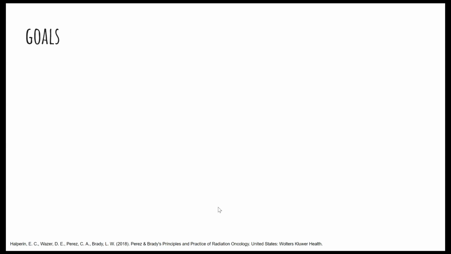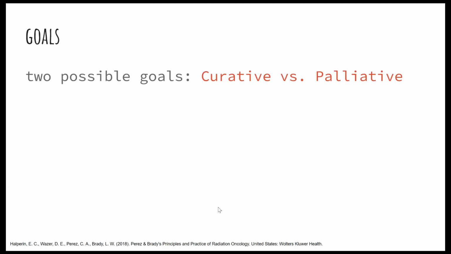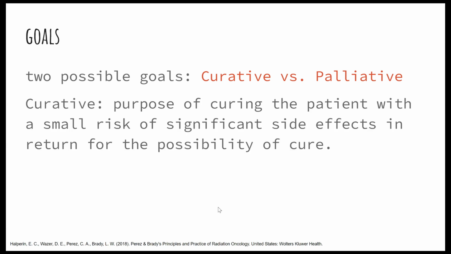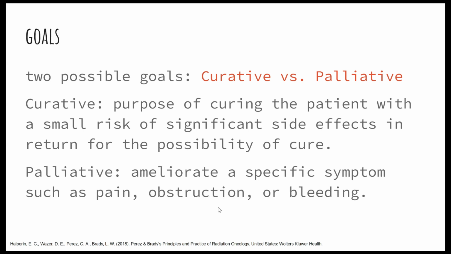After indication, we decide upon the goal. We can have either a curative goal or a palliative goal. Curative means that we are taking a risk of side effects, but we are sure that the tumor may not come back in the near future. So that is a curative goal. While in palliation, we know that the patient may not be cured, but we have to ameliorate some specific symptom, like for pain relief or to stop bleeding or to relieve obstruction.